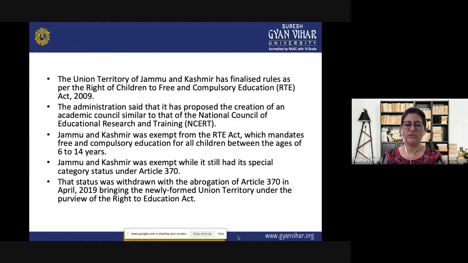Jammu and Kashmir was exempted while it still had its special category status under Article 370. And that status was withdrawn with the abrogation of Article 370 in 2019. And thus, Jammu and Kashmir has become a new union territory under the purview of the Right to Education Act.